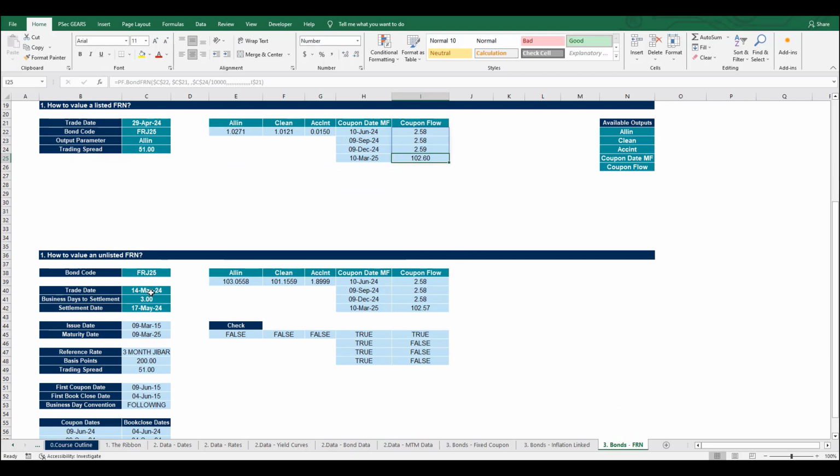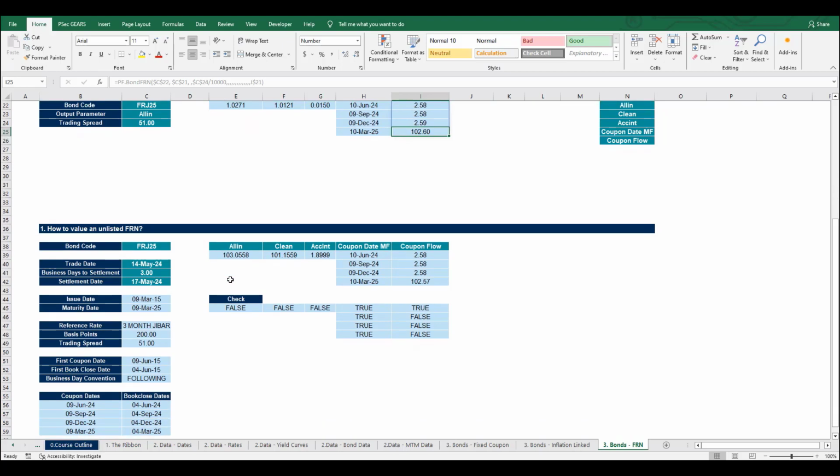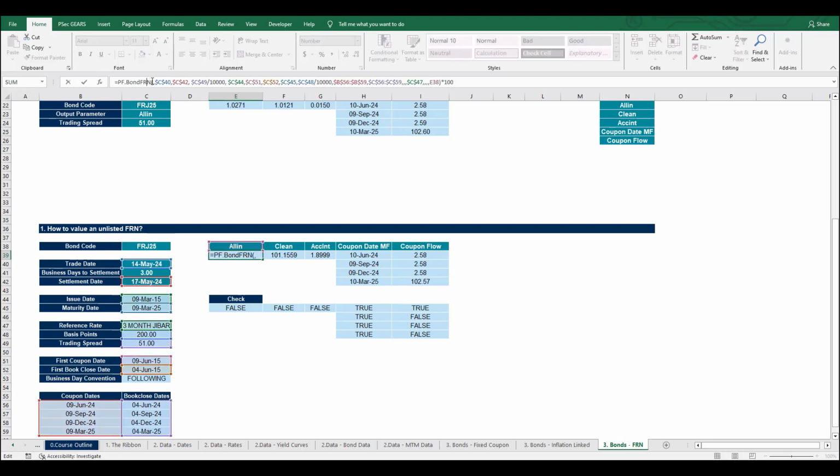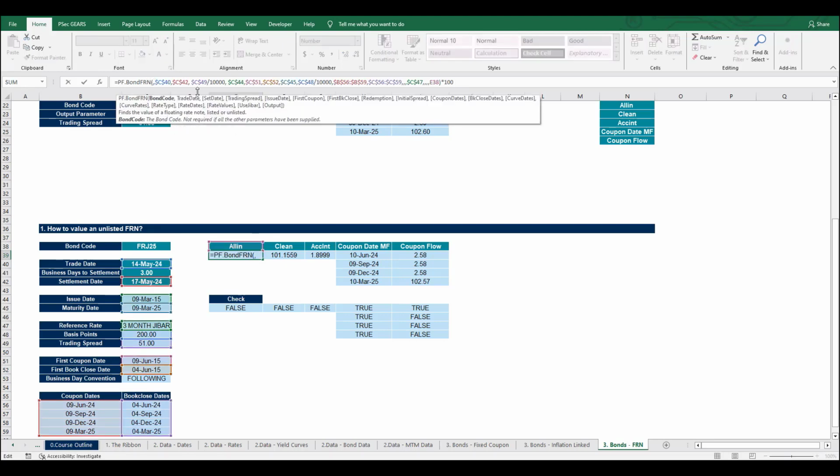When we price an unlisted FRN, we do have to provide GEARS with some more information on the characteristics of the bond, so that GEARS can internally calculate the coupon payment dates and all of those other intermediary steps for us. But it's going to look much the same. We're just going to reprice the FRJ 2025, but now we need to price it as if GEARS knew nothing about it. So when we come into the function here, we don't supply a bond code.